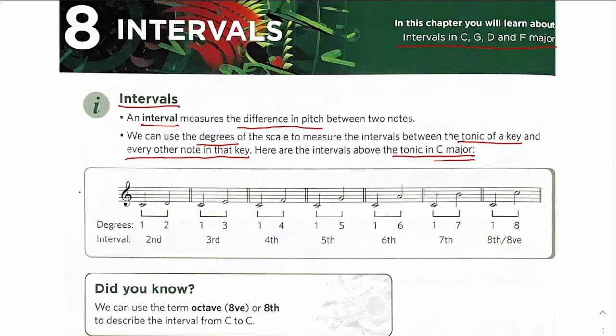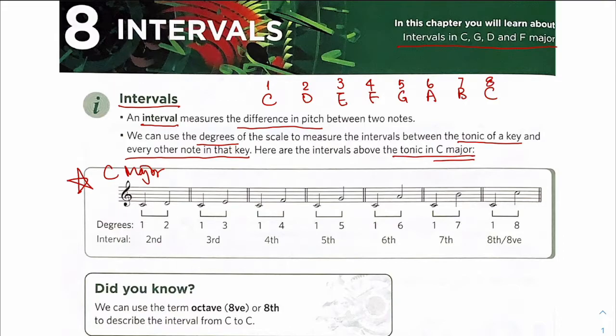Let's take a look at the box here. We are in the key of C major. Let's write out the scale of C major, starting with C, D, E, F, G, A, B, C. C would be tonic or degree number 1, D would be number 2, E would be number 3, F would be number 4, G would be number 5, A would be number 6, B would be number 7, and the last C would be degree number 8.